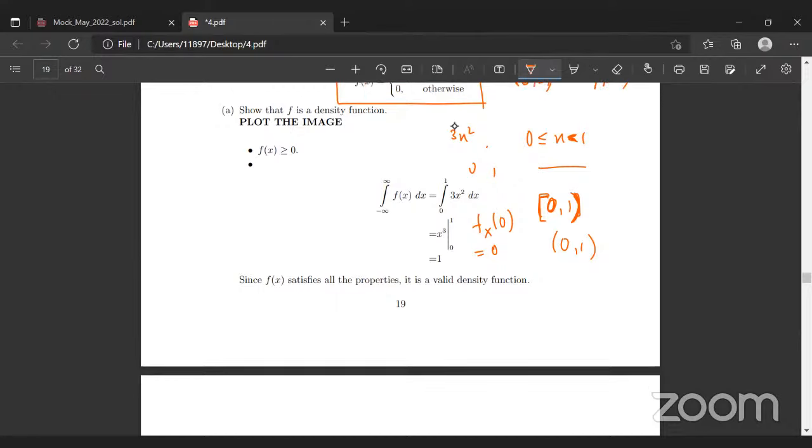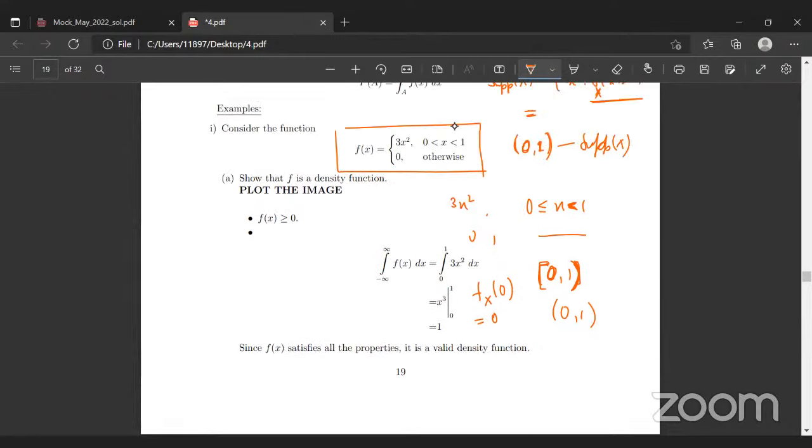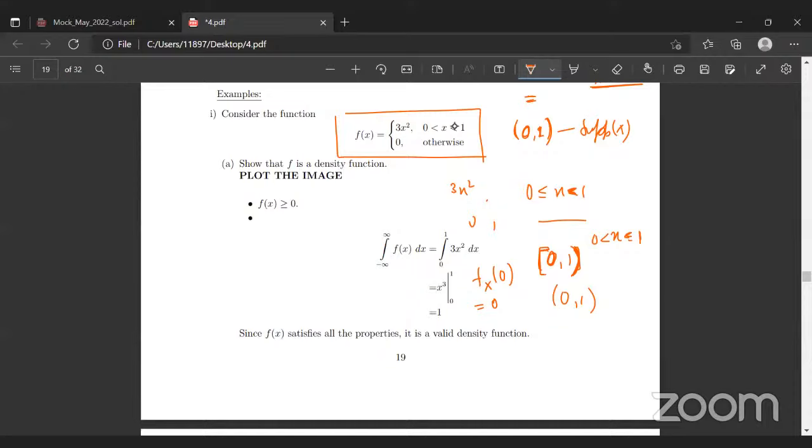Ma'am, what if it was 0 less than x less than or equal to 1? In that case, can 1 be included? Okay, so if it was 0, this is what you're saying, right? Again, at x equal to 1, the probability of x equal to 1, since x is a continuous random variable, is going to be 0.